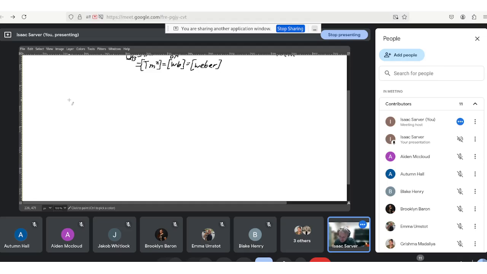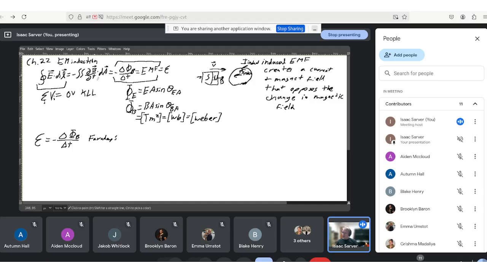Alright. So the thing I care about in this class is that the EMF is equal to negative change in magnetic flux over change in time. Depending on who you ask and when you ask them, this is Faraday's law. Formally, this is Faraday's law.